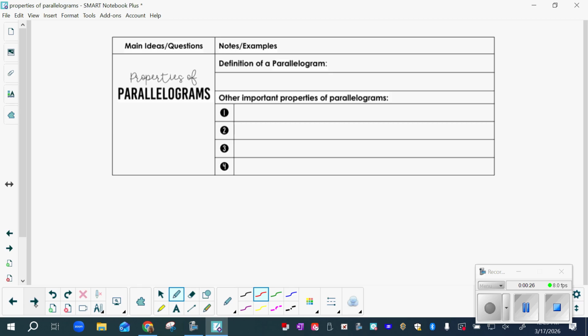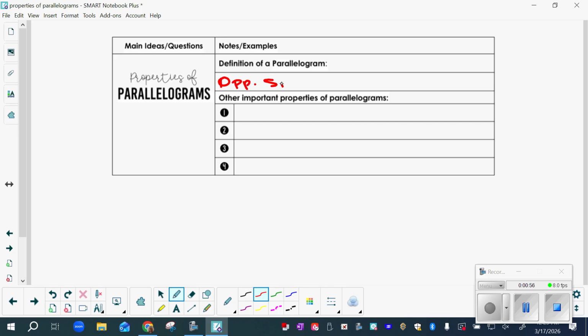It's a four-sided shape, and here's what I'm going to do. I am going to draw some up here. Some will be parallelograms, and some will not. When we hit one that is, you're going to put it in this little box. You're going to draw it yourself. So the first thing we need to know is the definition. The definition is right here. You're going to write this down.